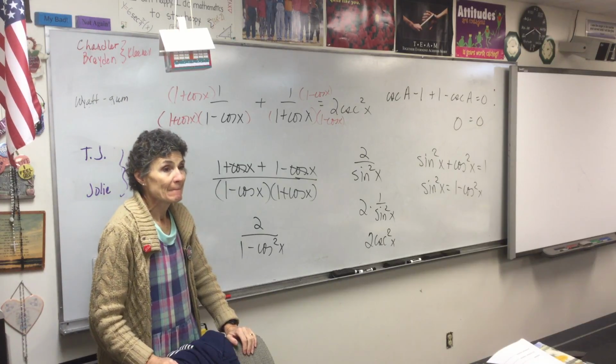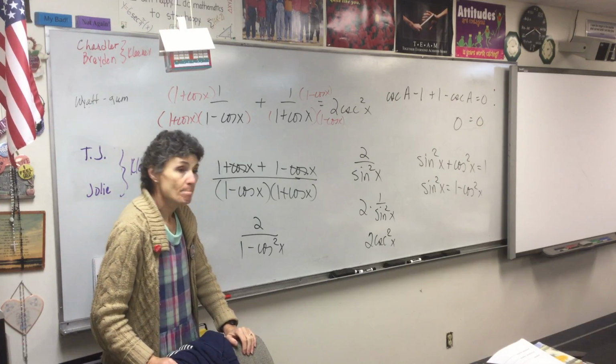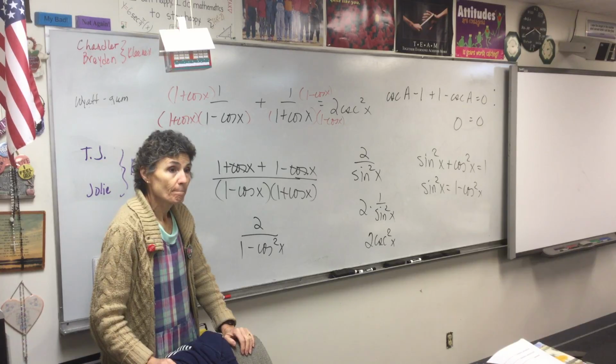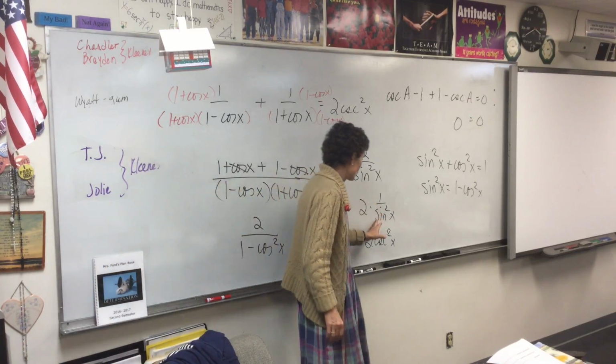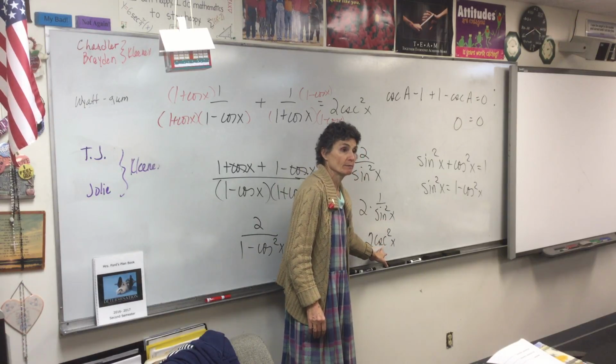Like how this is like 1 over sine squared, but then cosecant is only just 1 over sine. It doesn't have a squared. But 1 over sine squared is cosecant squared.